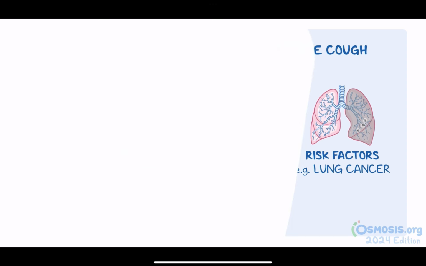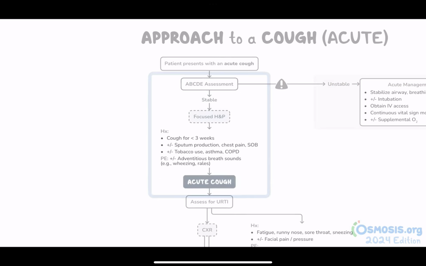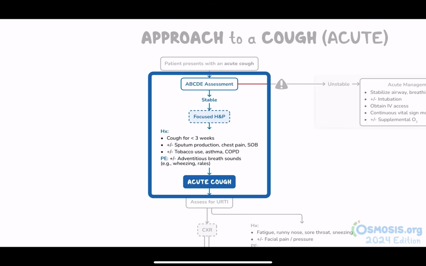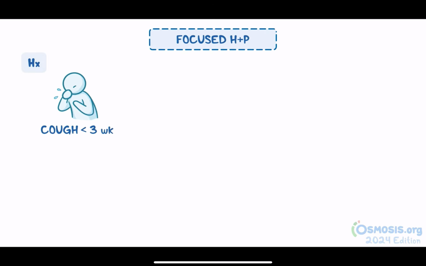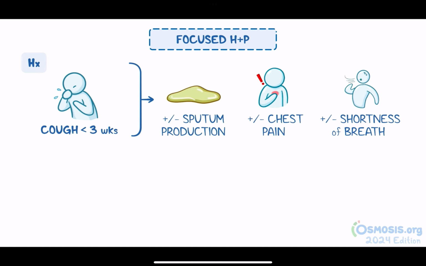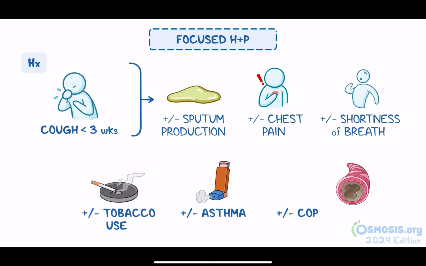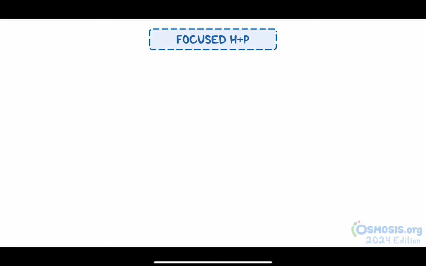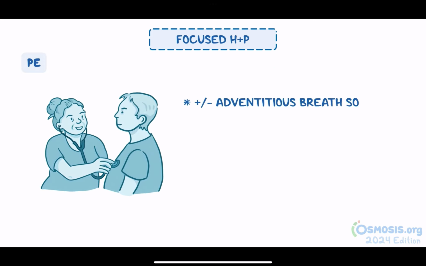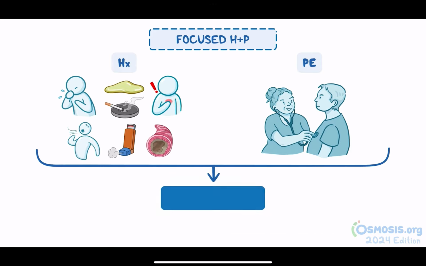All right, now that we've addressed unstable patients, let's go back to ABCDE assessment and discuss stable ones. If your patient is stable, perform a focused history and physical examination. Your patient will report a cough lasting less than 3 weeks, which might be accompanied by sputum production, chest pain, and shortness of breath. They can also have a history of tobacco use, as well as known pulmonary conditions like asthma or COPD. Additionally, the physical exam might reveal adventitious breath sounds on lung auscultation, such as wheezes or rales. With these clinical findings, diagnose acute cough.